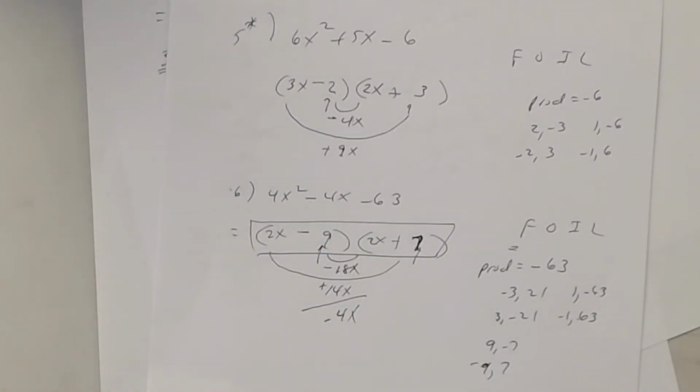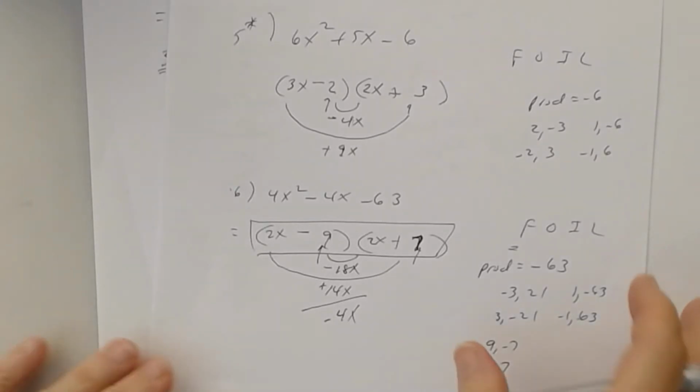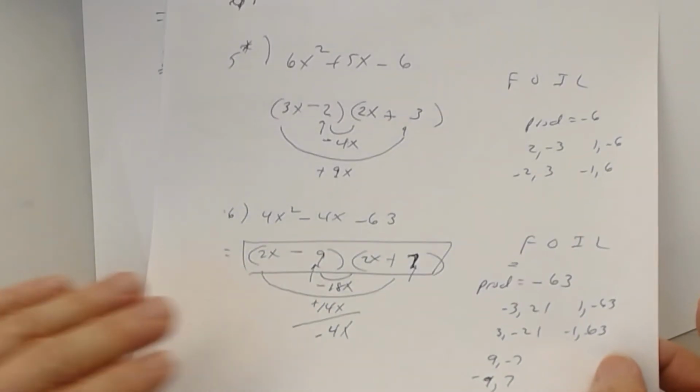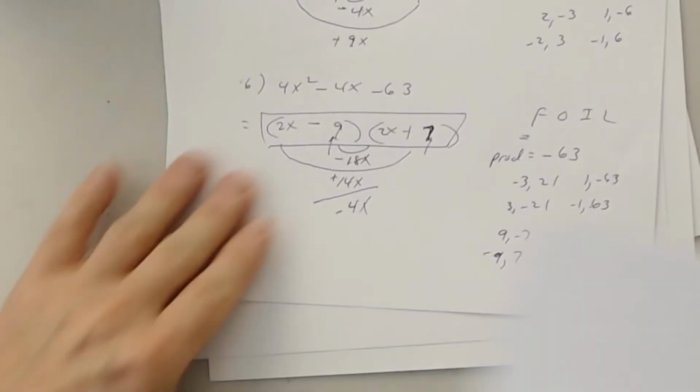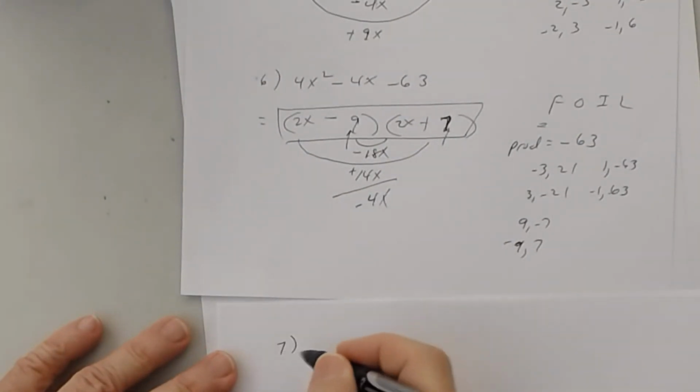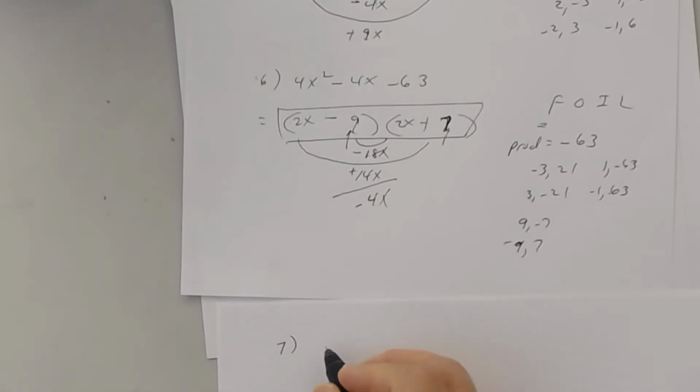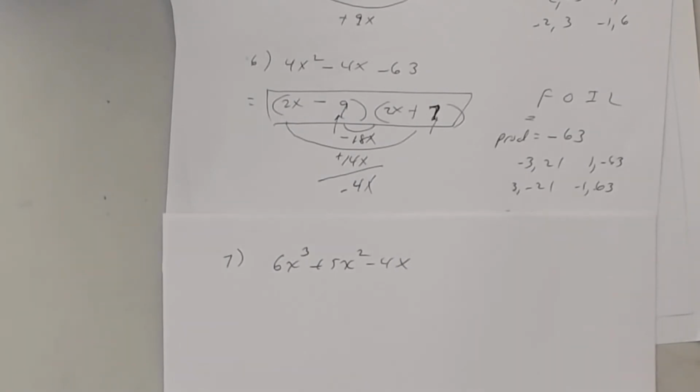So some of you may prefer doing it that way. It's up to you. All right, let's look at number 7. So number 7, let's suppose you had 6x cubed plus 5x squared minus 4x.